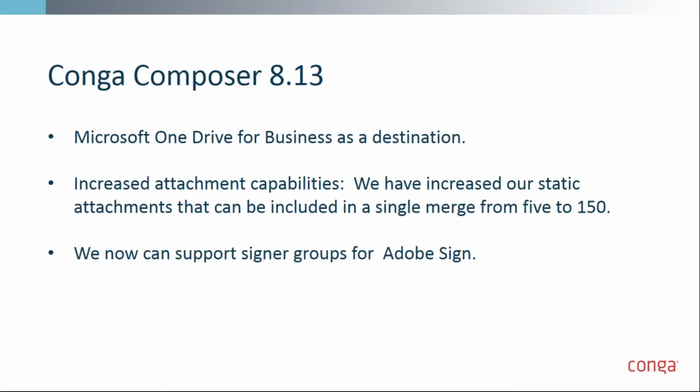Another thing that we've developed here is the ability to increase our attachment capabilities. So now you see from a single merge we can have up to 150 attachments. There's a lot more attachments we can put on merges, so keep that in mind. And we also now support signer groups inside of Adobe eSign, so that's a really powerful thing. It uses a lot of the Salesforce user groups that are already created, so you can just use those user groups as signer groups in Adobe Sign, which is a pretty powerful tool.